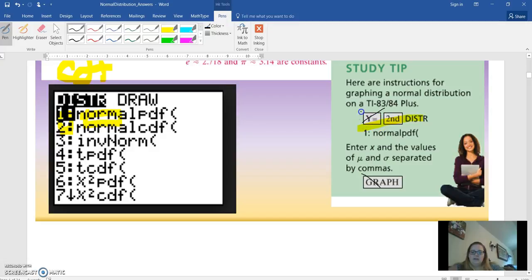You don't need to do that. Just second distributive function. What is it? Density function. And then we'll choose one or two depending on where we are. Right.